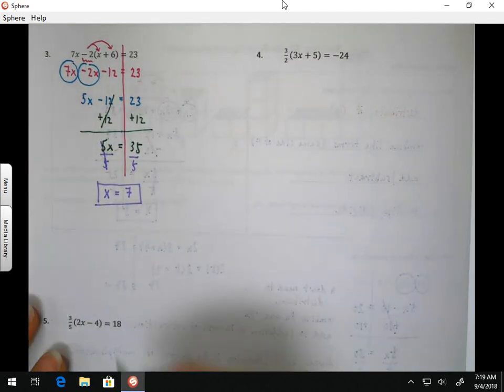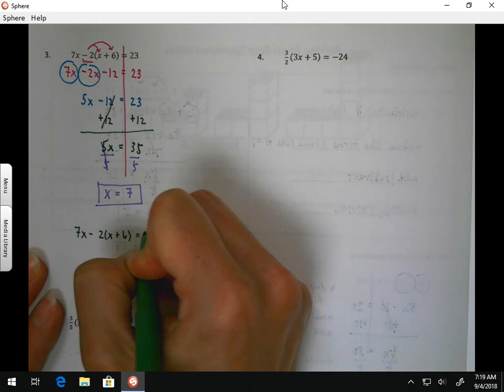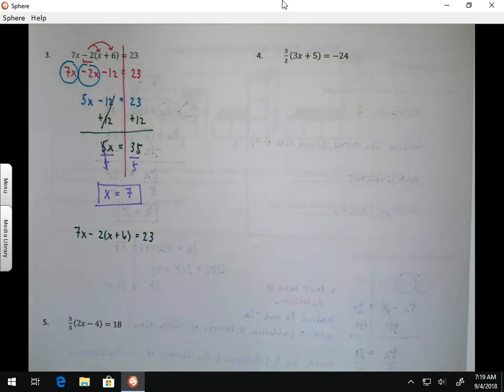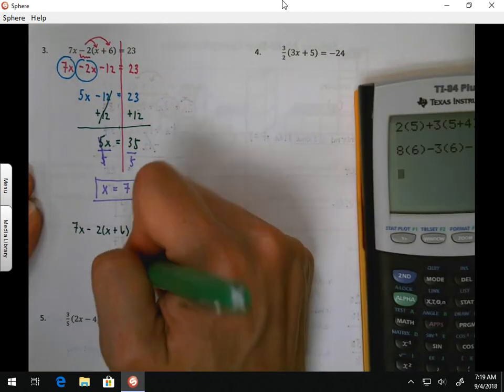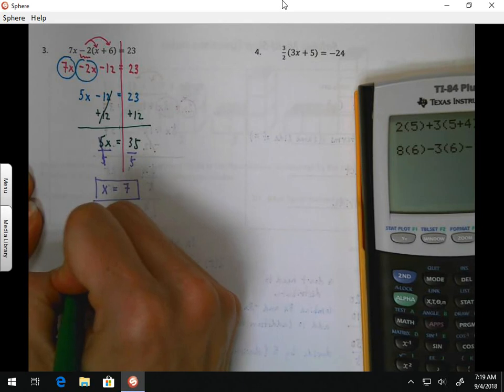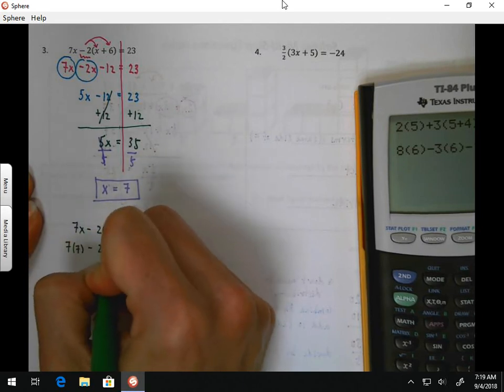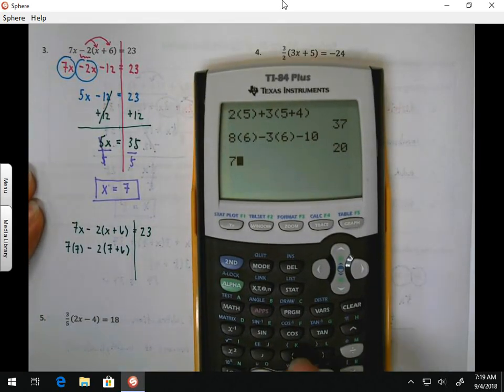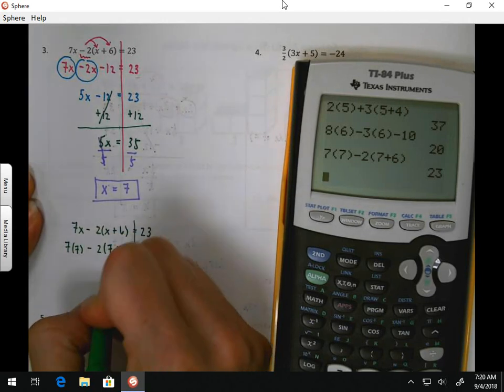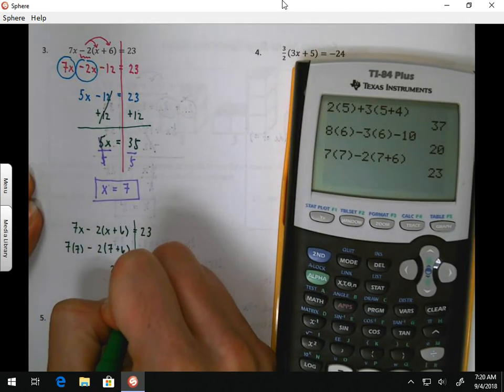Quick check here. I copy down the original equation, and again, this is just because I want to make sure before I move on that I've done the problem correctly. It's a really easy way to make sure that you've gotten the problem correct. So 7 times 7 minus 2, again there's that x, so I replace it with 7, and then I just let my calculator do the hard work for me. And I get 23, which is what I wanted, so I know I've done it correctly.